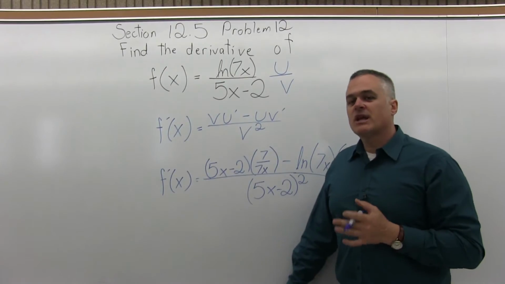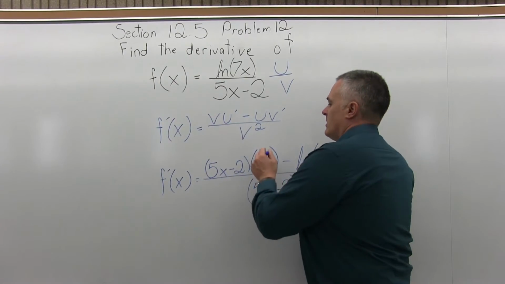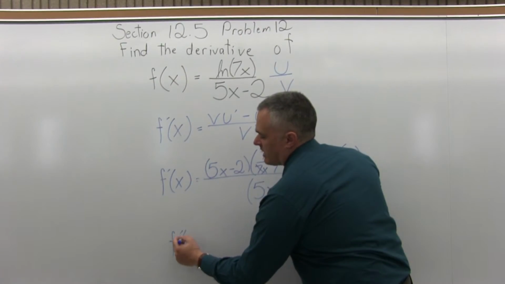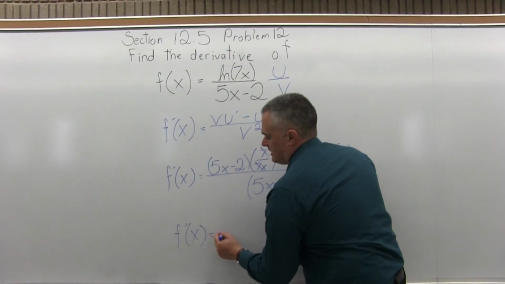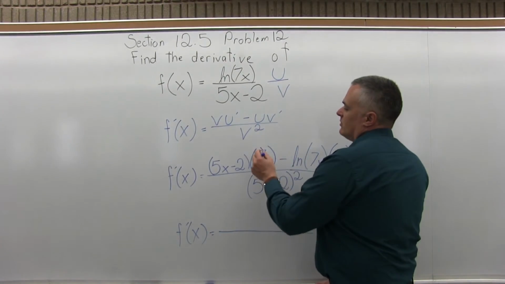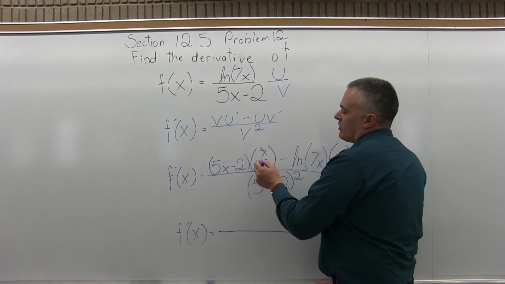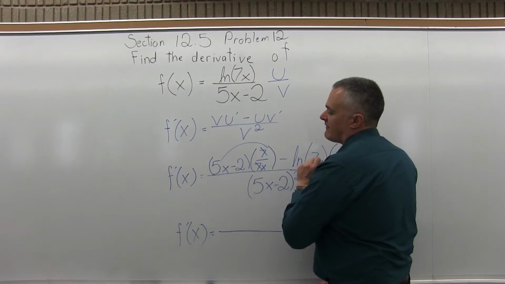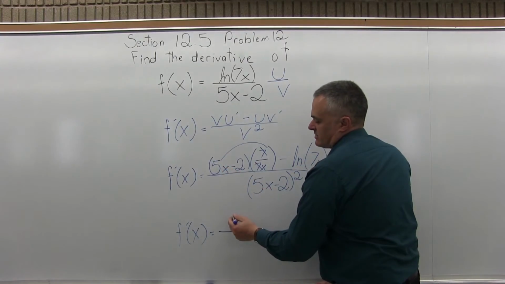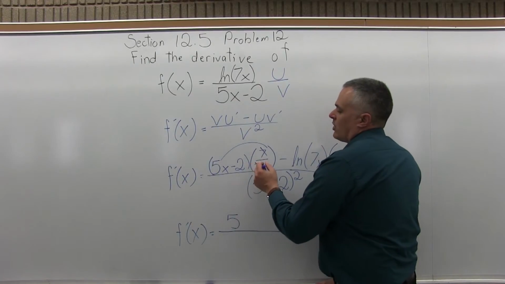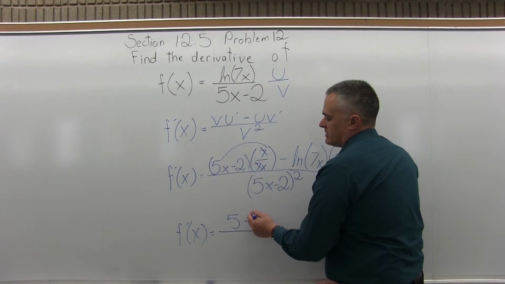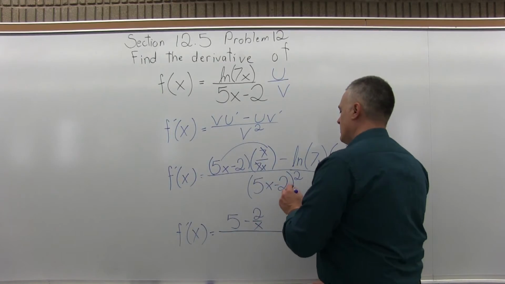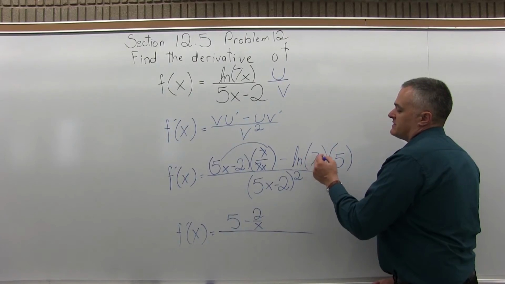And again, that is the answer. It can be simplified if you want. For one thing, let's cancel the 7 over 7. Let's do f prime of x equals. So when I cancel the 7 over 7, I have 1 over x times 5x minus 2. So 1 over x times 5x, the x will cancel, and I'll just have 5. 1 over x times minus 2 is minus 2 over x, or 2x to the minus 1 power if you like. Then minus natural log of 7x times 5.